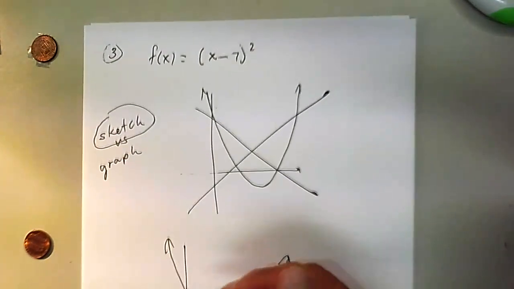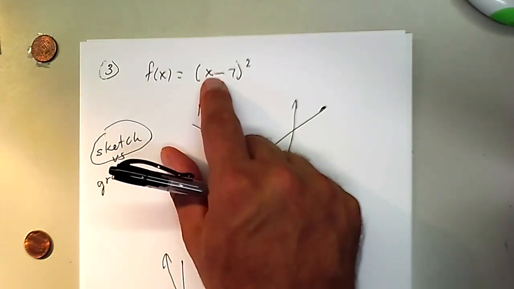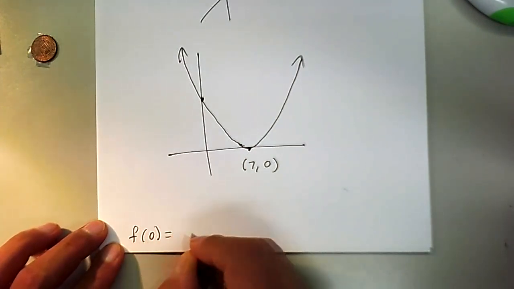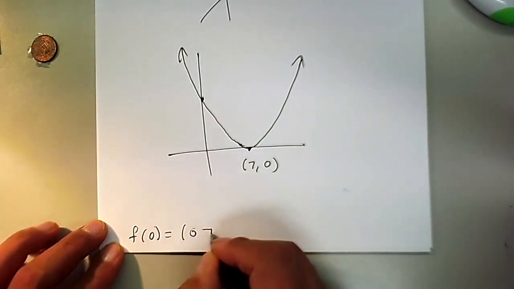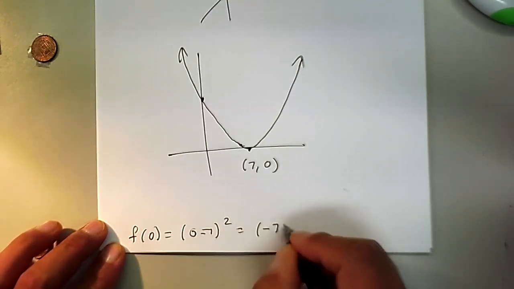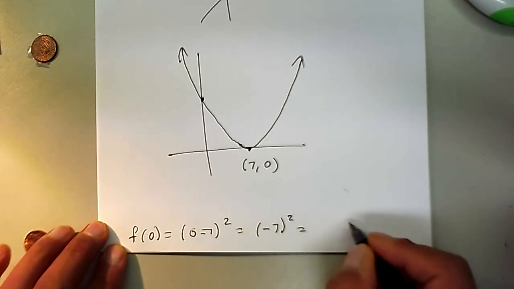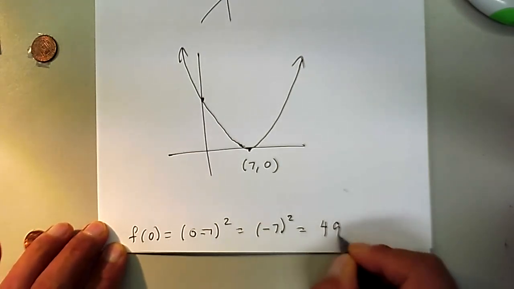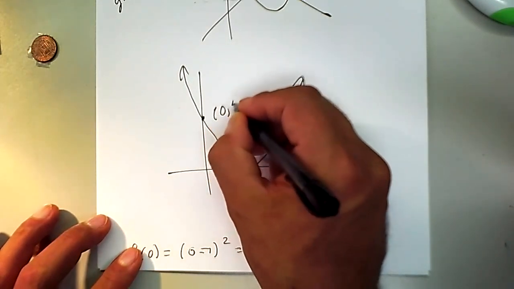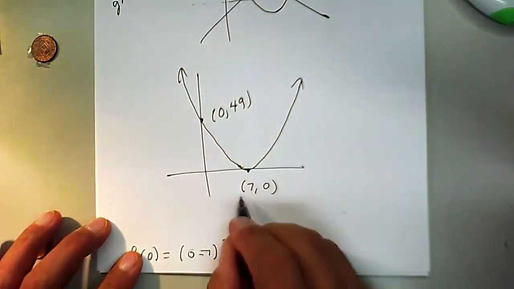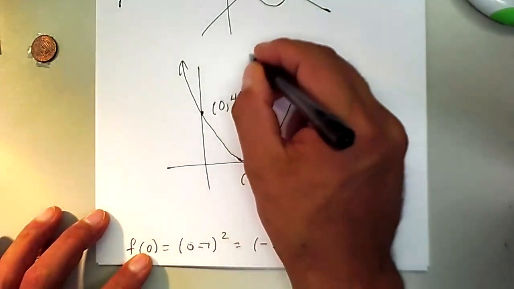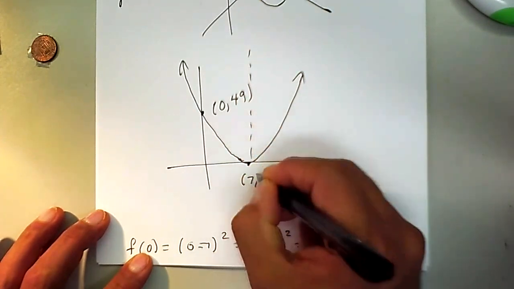And we can figure that out. If x is 0, let's figure this out here. F of 0 would be quantity 0 minus 7 squared, and that is quantity negative 7 squared, which is negative 7 times negative 7, and that is 49. So the y-intercept is (0, 49). The x-intercept is (7, 0), and we go through the origin.